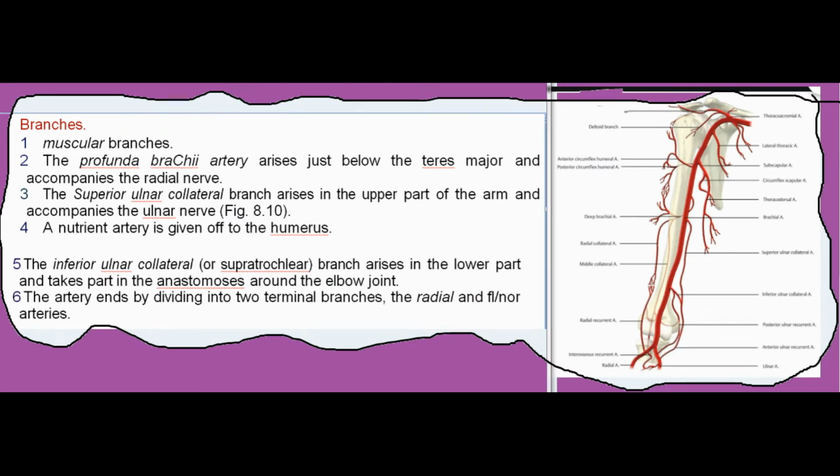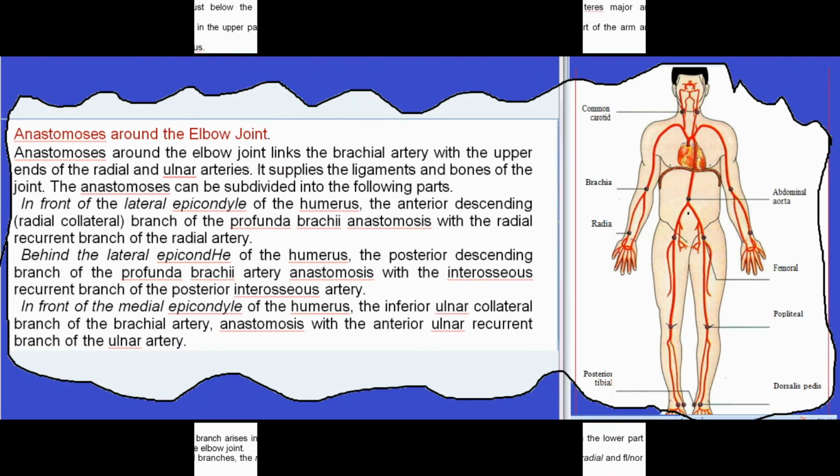Branches. 1. Muscular branches. 2. The profunda brachii artery arises just below the teres major and accompanies the radial nerve. 3. The superior ulnar collateral branch arises in the upper part of the arm and accompanies the ulnar nerve, Fig 8.10. 4. A nutrient artery is given off to the humerus. 5. The inferior ulnar collateral, or supratrochlear, branch arises in the lower part and takes part in the anastomosis around the elbow joint. 6. The artery ends by dividing into two terminal branches, the radial and ulnar arteries.